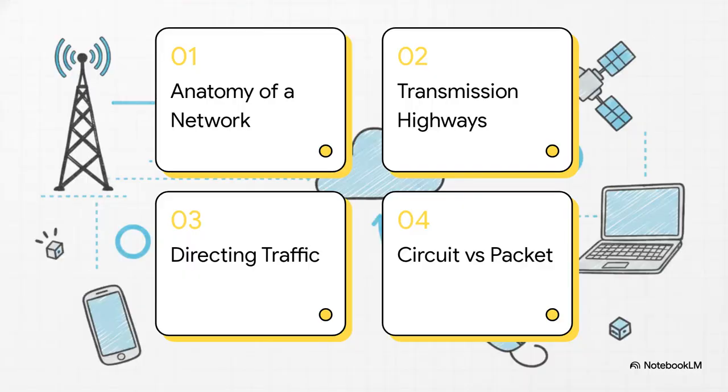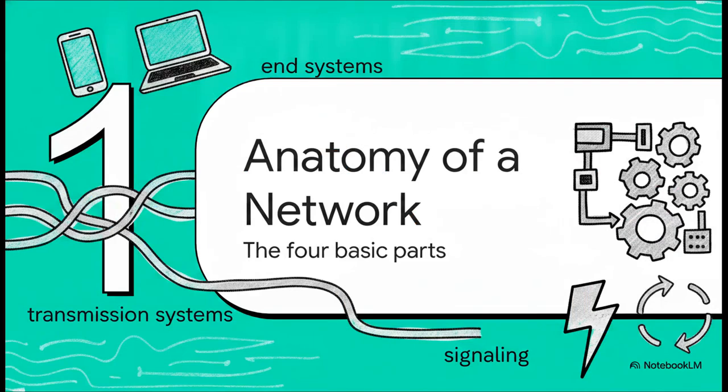So, here is our roadmap for today's data road trip. 1. Anatomy of a network. 2. The physical transmission highways. 3. Directing traffic with switches. And 4. Circuit versus packet switching. Okay, let's dive right into part 1, anatomy of a network.